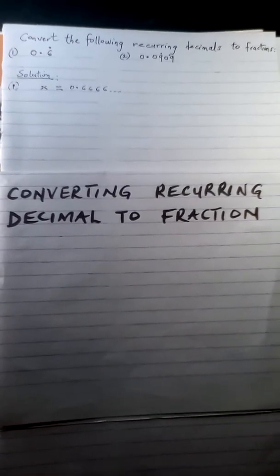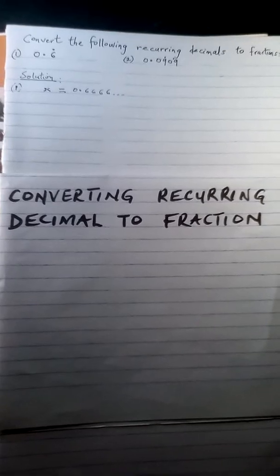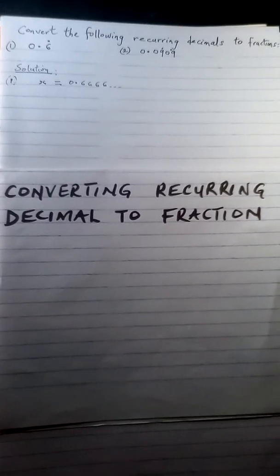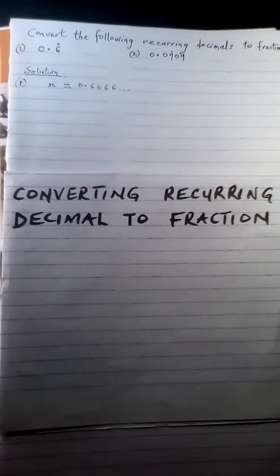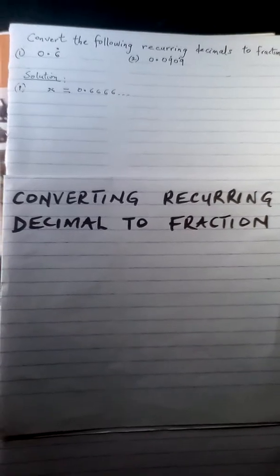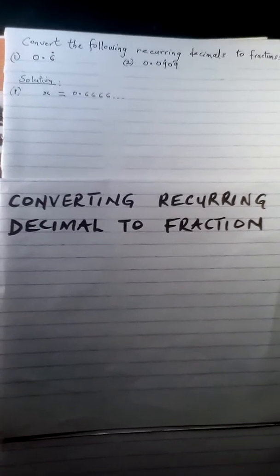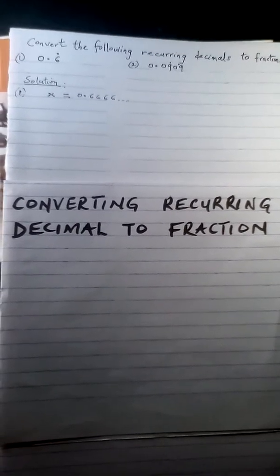Converting recurring decimal to fraction. How do we convert a recurring decimal to a fraction?